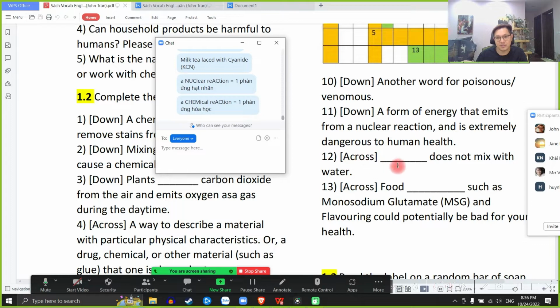So 12 across. Something does not mix with water. Cái gì không có trộn lẫn, hòa lẫn với nước. Number 13. Food something. Cái gì đó liên quan đến đồ ăn. Such as MSG, monosodium glutamate. Hay tiếng Việt ta gọi là natri glutamate. Nó chính là bột ngọt. So MSG in Vietnamese it's bột ngọt.